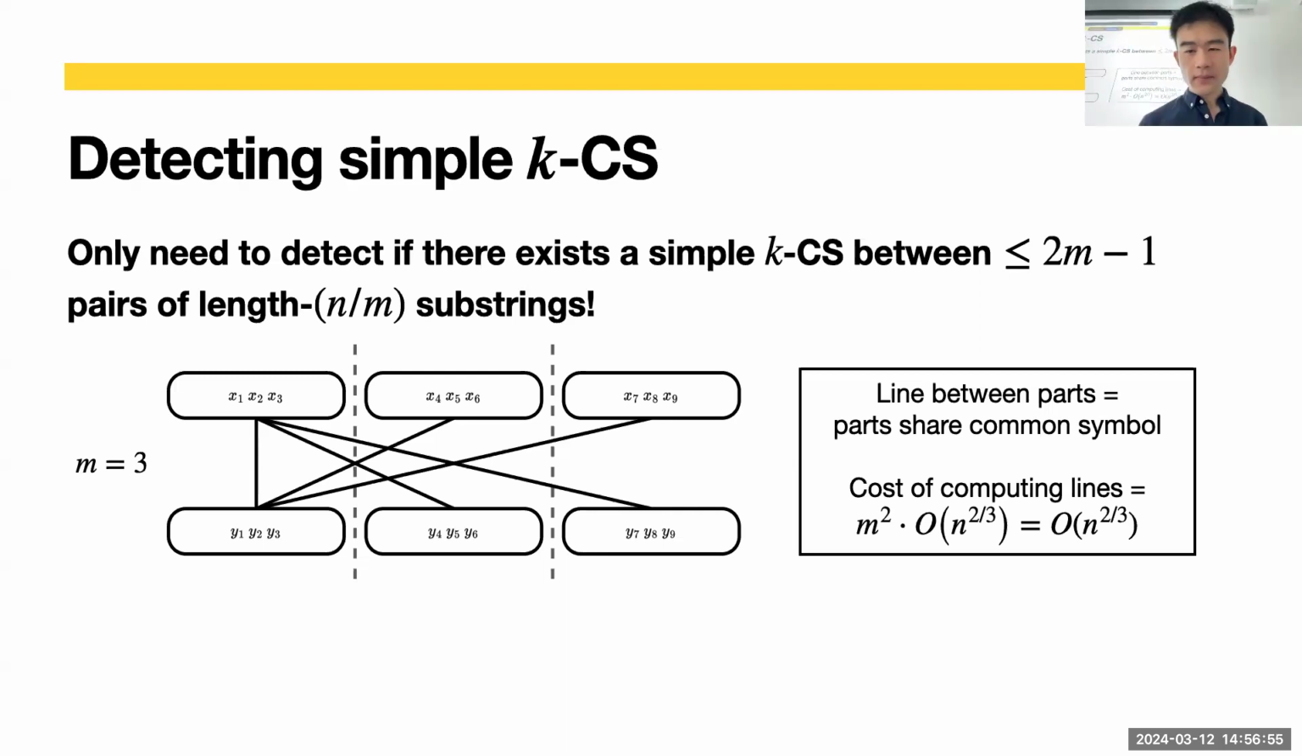To see this, suppose there's another line between the third part of x and the third part of y. In this case, we don't actually need to solve the KCS problem between these parts, because if a KCS did exist between them, it can be combined with the vertical line all the way on the left here to form a composite KCS, which we should have already detected by our previous analysis.